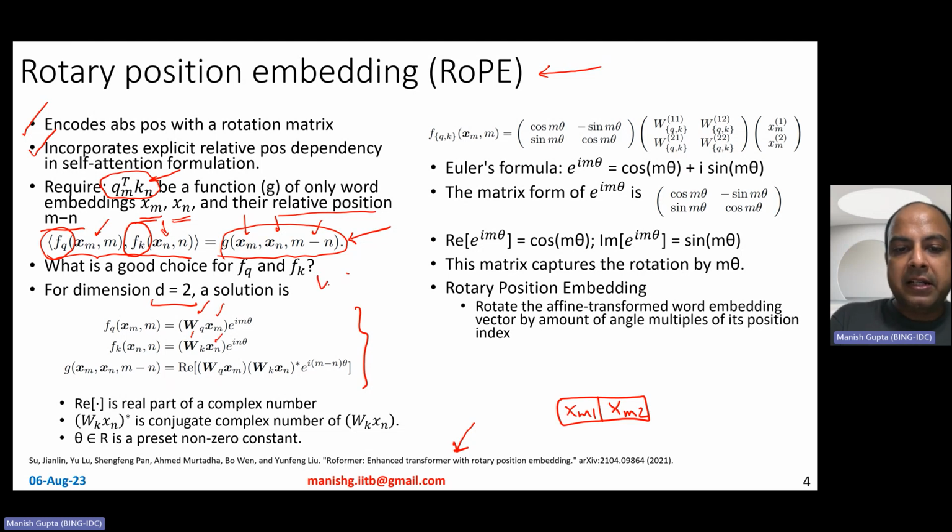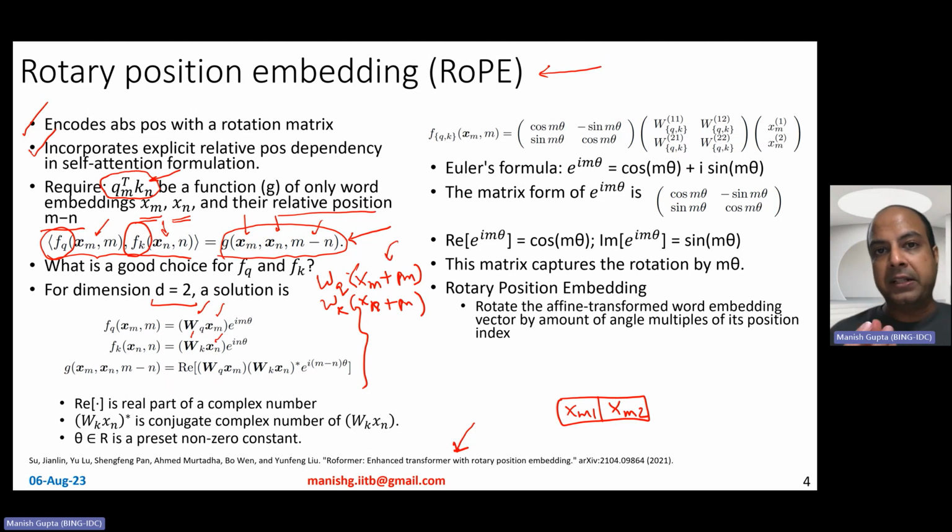Okay, let me write down what our transformer paper said. Our transformer paper said that FQ should be equal to this, and it also said that FK should be equal to this, XN plus PN, right? So you see these were additive. The content and the position things were added together. But here, what these guys are saying is that let's make it multiplicative. Let's incorporate the absolute position information with a rotation matrix. This is the absolute position information, and it's incorporated using a rotation matrix.